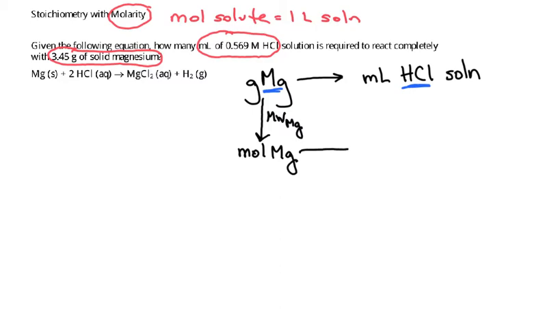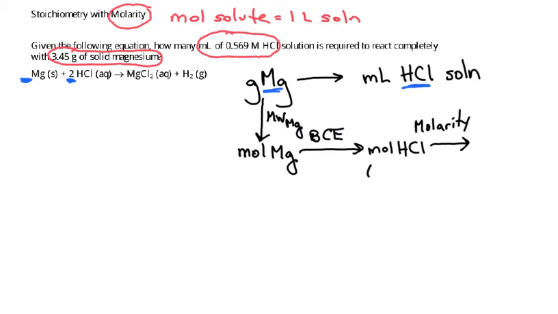Then we're going to use the balanced chemical equation to get from moles of magnesium to moles of HCl. Remember, that comes from the coefficients. 1 mole of magnesium requires 2 moles of hydrochloric acid in order for the reaction to proceed properly. Now, there's no direct route to get from moles of HCl to milliliters of HCl solution. We've got to take one more step in between, and we are going to use the molarity.